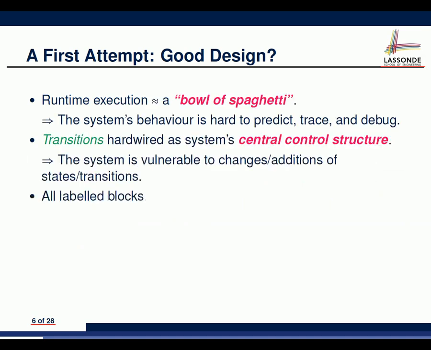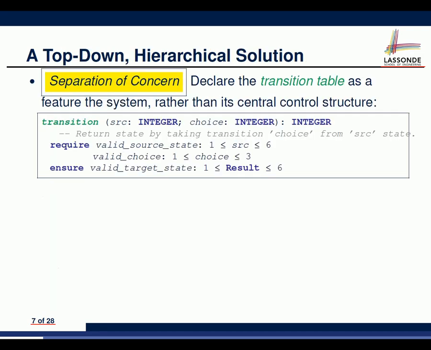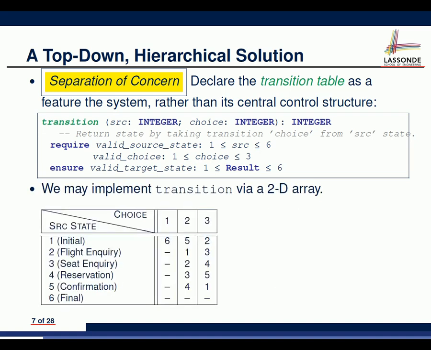Good. Okay, fine. Now the top-down hierarchical solution over here. So we have a transition table. That's something we assume. You can easily implement it using a 2-dimensional array.